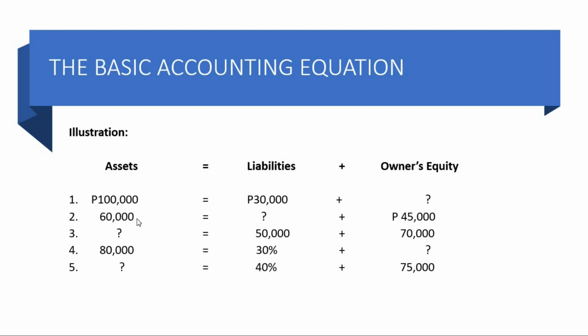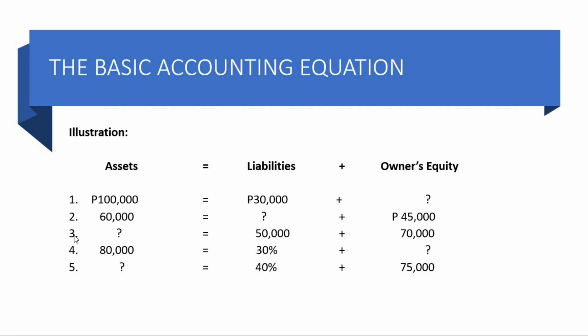Now, what about number 2? For number 2, we are given that the assets are 60,000. The liability is missing, and the owner's equity is 45,000. So, how much would our liabilities be in this case? To get the liabilities, what you're going to do is deduct 45,000 from your 60,000 so that you will get 15,000. So, 15,000 is your liabilities. If you add 15,000 and 45,000, you will get 60,000, which is the total assets.